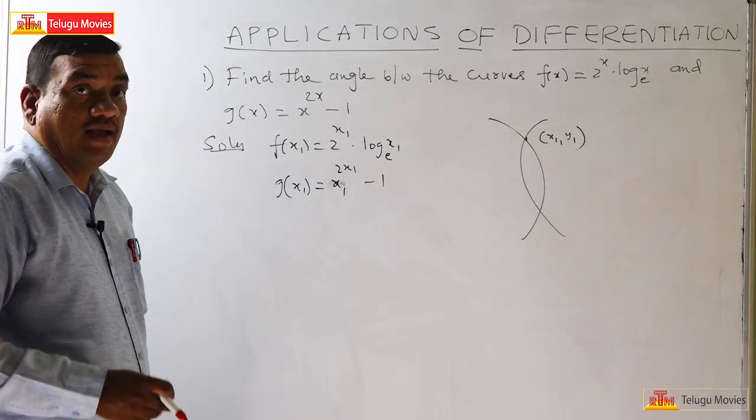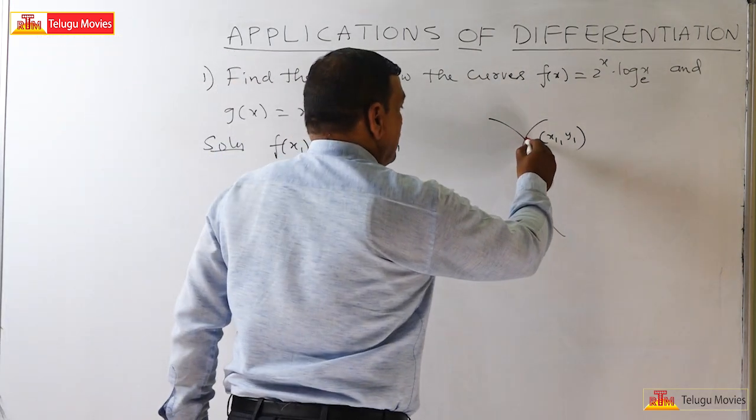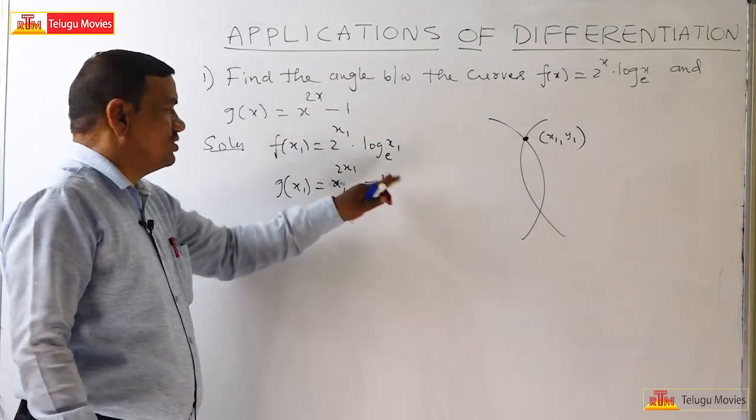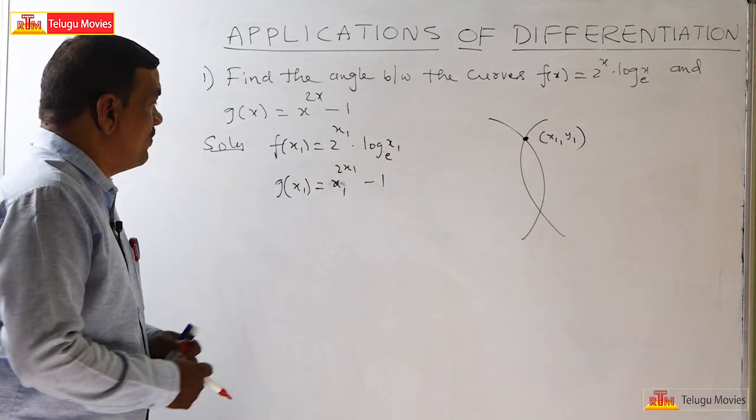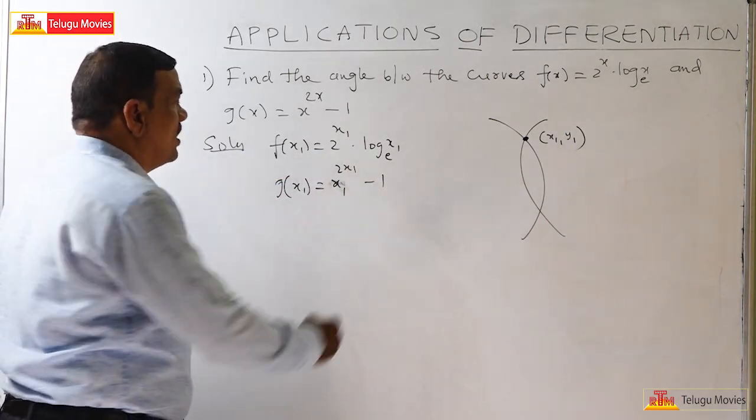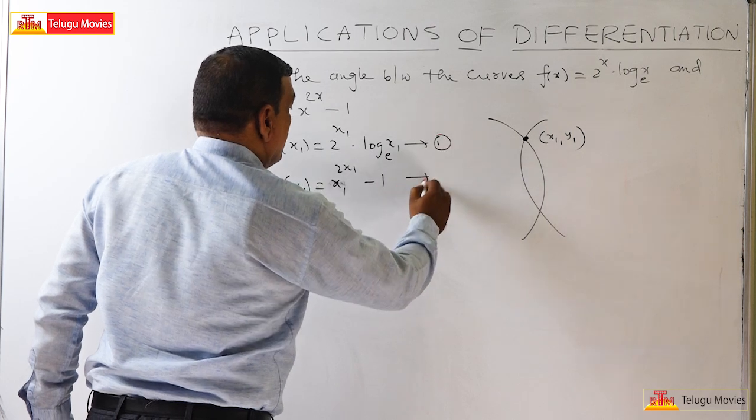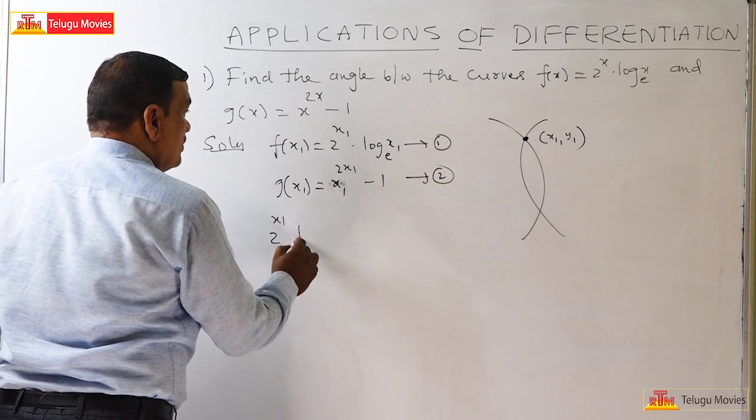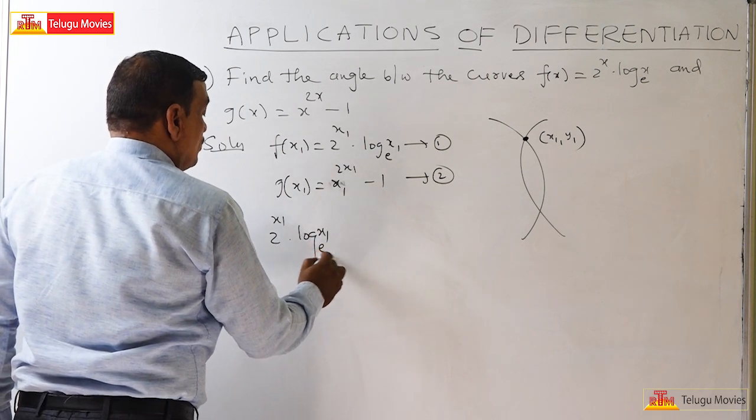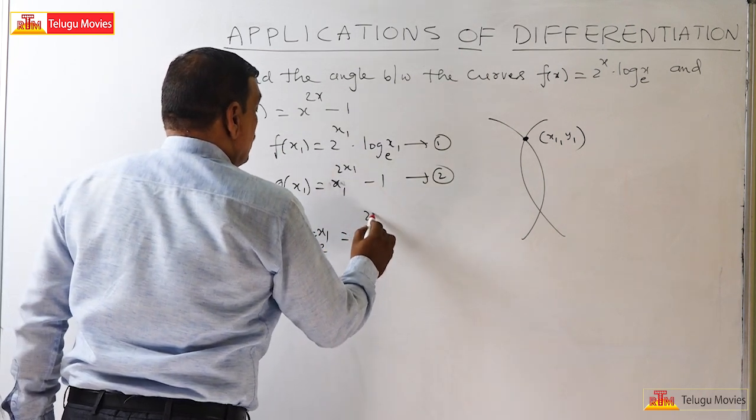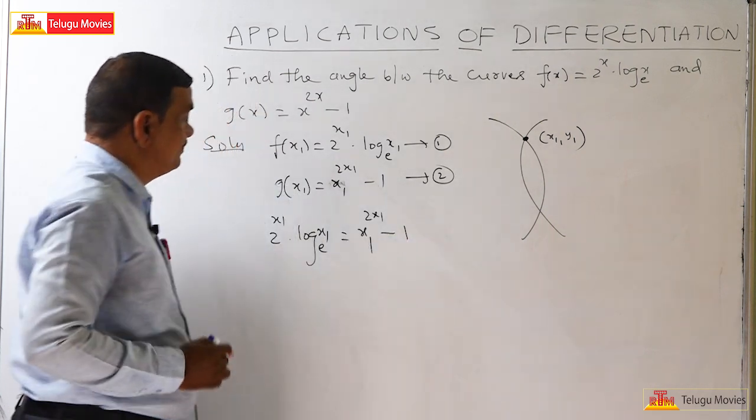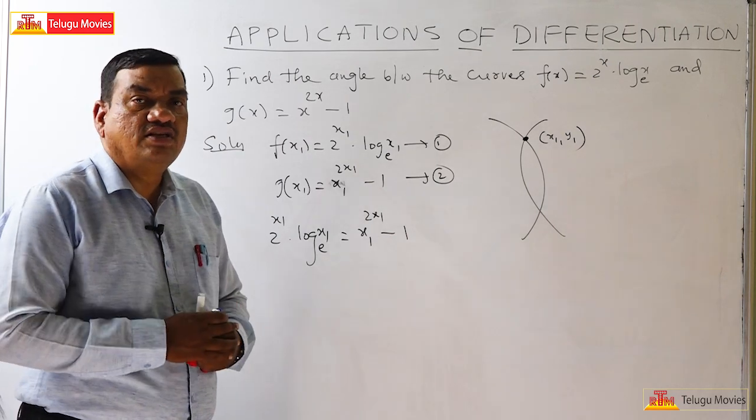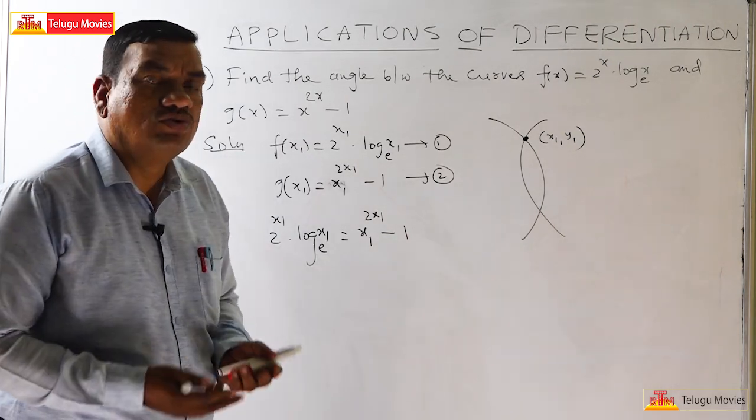Understand this? At the point of intersection, this is also y, this also y actually. So if you want to solve it, solving equation 1 and equation 2, what you will get: 2 to the power of x1 into log x1 to the base e equals x1 to the power of 2x1 minus 1. So this you have to solve. Now the question arises again: then how to solve it?